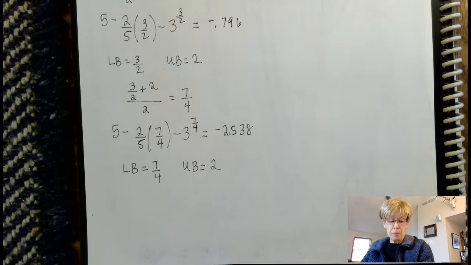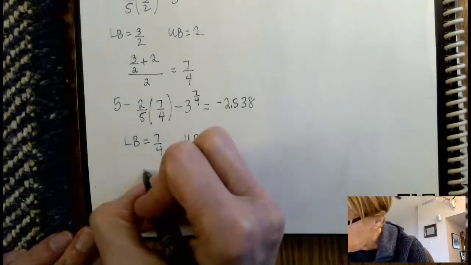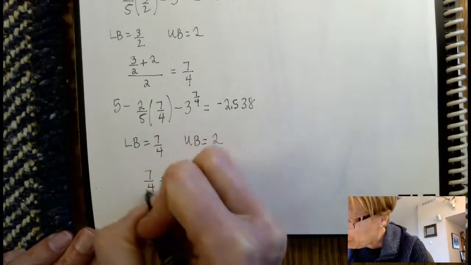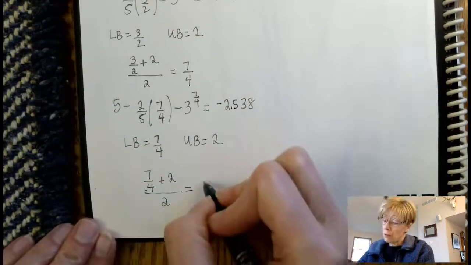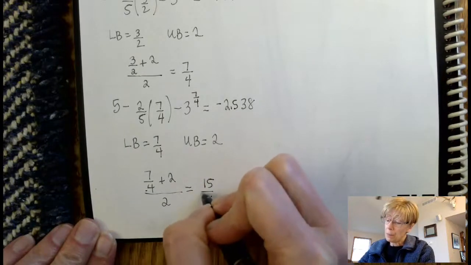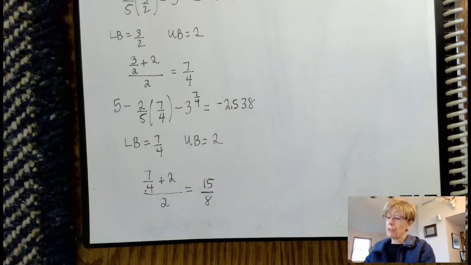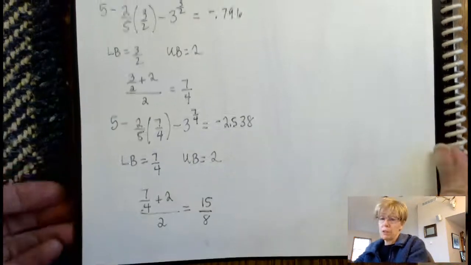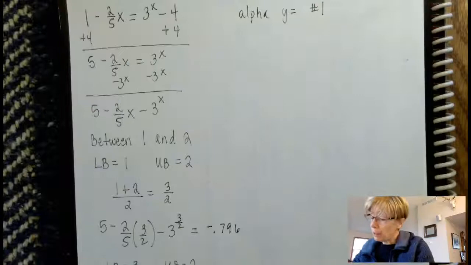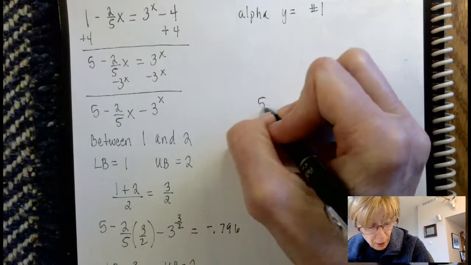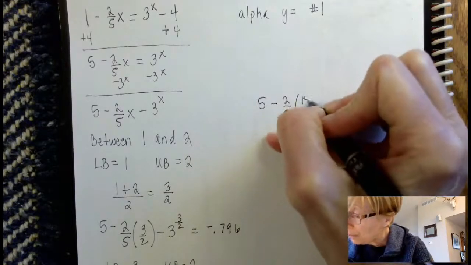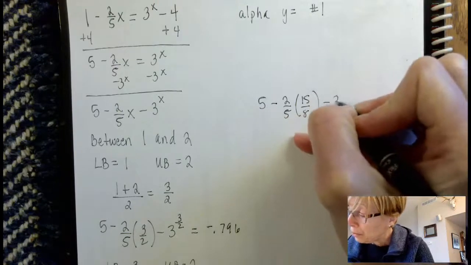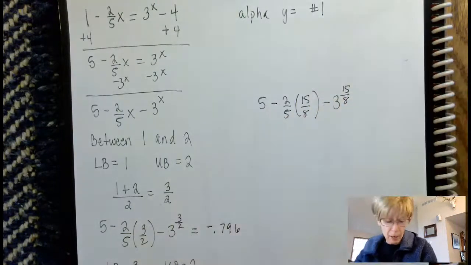And so what we're going to do is take the average of these two numbers, which is going to be 7/4 plus 2 divided by 2. And 7/4 plus 2 divided by 2 is 15/8. And now we're going to take that 15/8 and put that back into the problem. So I'm going to stay on the same page here and come back up here. So it's going to be 5 minus 2/5 times 15/8 minus 3 to the 15/8.